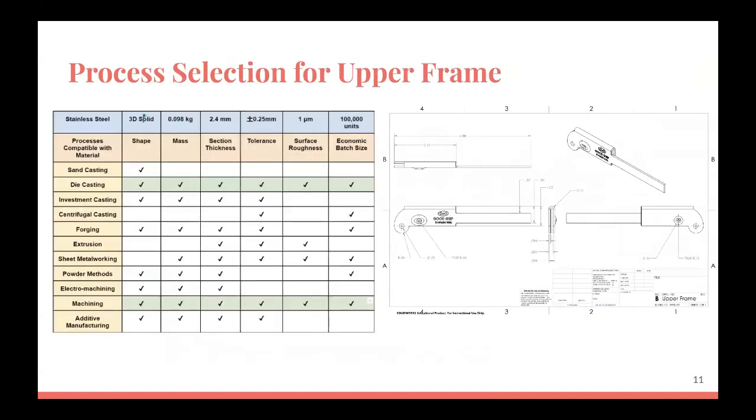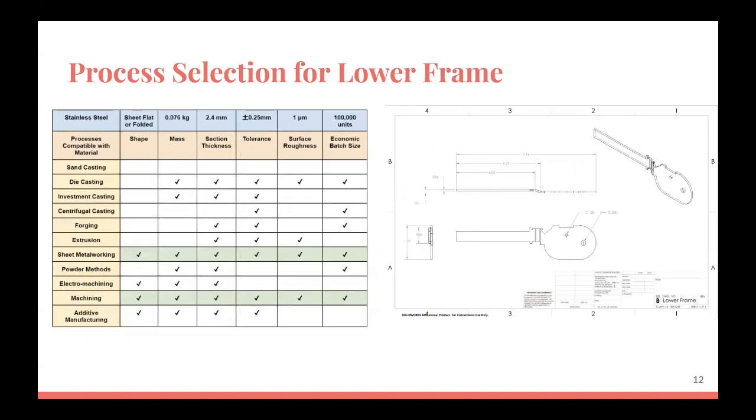When we did our process selection for the upper frame, we decided to go with a level 2 tolerance and a decent surface roughness, given the intricacies of the part. When we did our process selection for the lower frame, we also decided to go with a level 2 tolerance and a decent surface finish, given the holes and outline of the part.